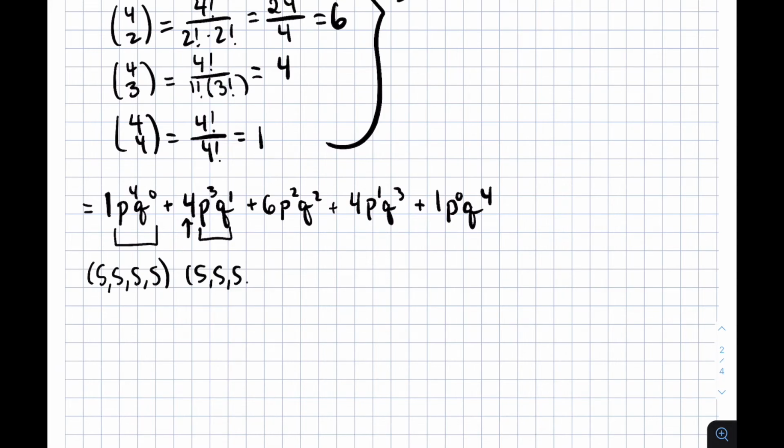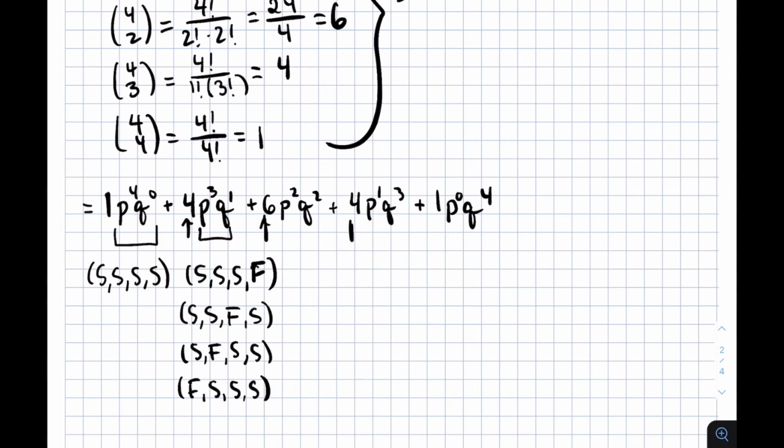So we can easily find that it's like this, right? Those are the 4 possible ways of doing it. So all of these coefficients are the combinations of each number of failures or successes.